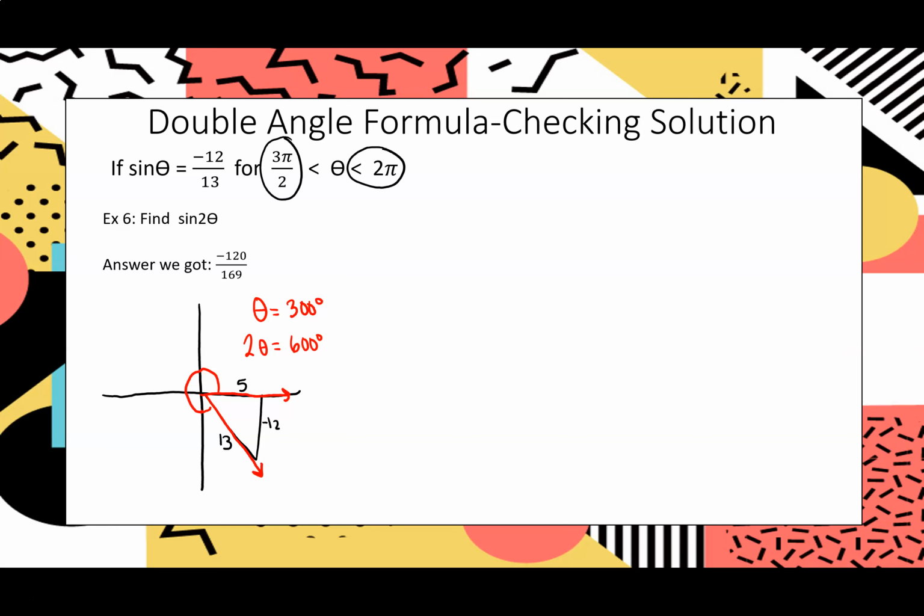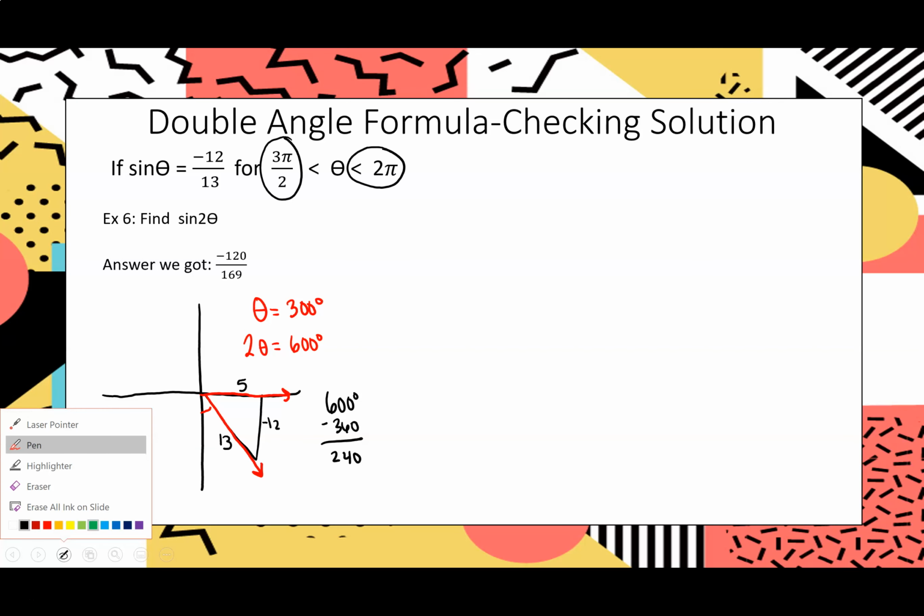Now the question is, where is 600 degrees? Well, what I like to do is figure out how to subtract 360 from that and see what's left. So for example, if I have 600 degrees and I want to figure out where that is, I do 600 minus 360, and that gives me 240.